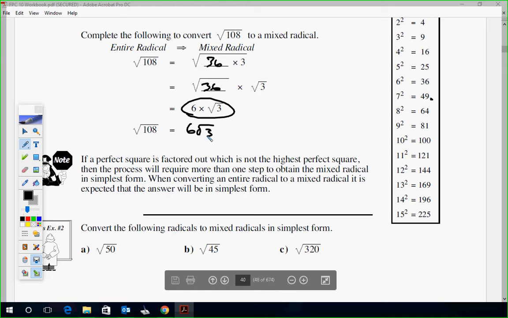Okay, so let's try that real quick with 50. What's half of 50? Well, that's bingo. That landed right on one. That's what we want. 25 times 2. Square root of 25 is 5, and then root 2. We're done.